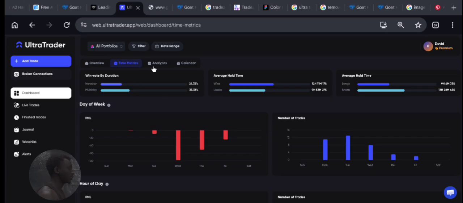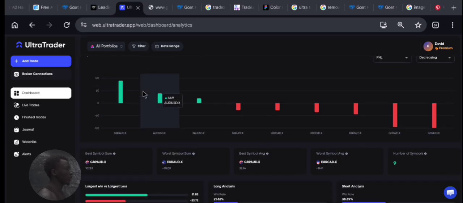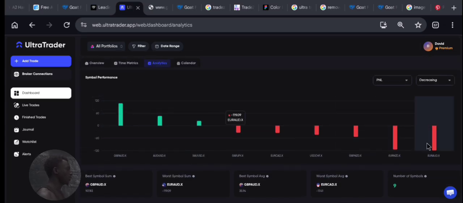So guys, the next one is analytics. This is the analytics section, where I see the symbol performance. You can see the pair that made me the most money, starting with GBP/AUD. It made me $107. Second, followed by AUD/USD, which made me $40. Followed by gold, which made me $22.